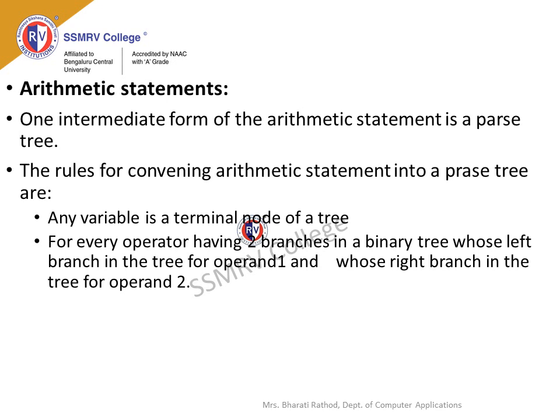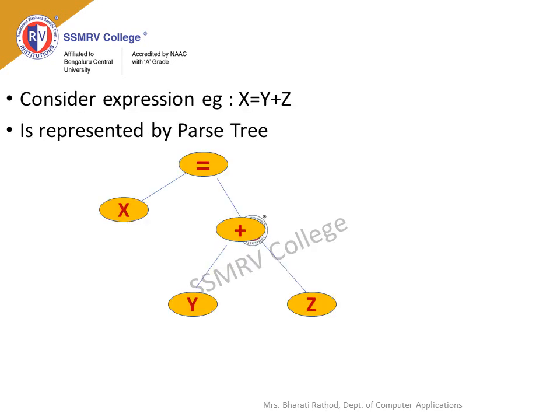Highest priority is given to the expression written in brackets. Multiplication and division operators have second priority. Addition and subtraction operators have third. If the sequence of the operator is the same, then start solving from left to right. Consider the expression x equals y plus z, which is represented by a parse tree. Here, for the operator we construct a binary tree whose left branch is the tree for operand 1, that is y, and right branch is for operand 2, that is z.